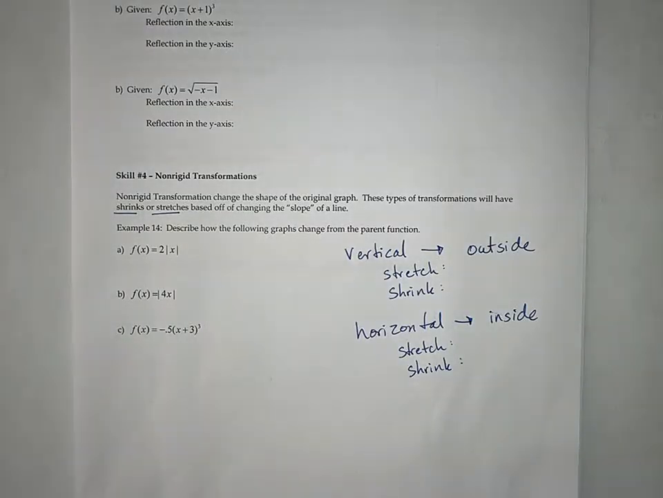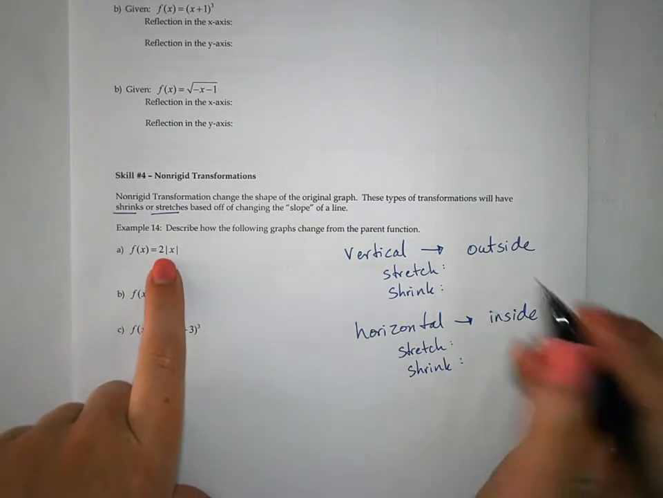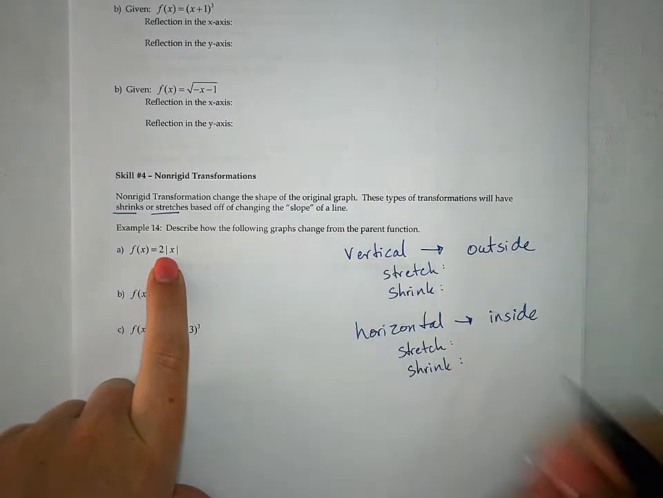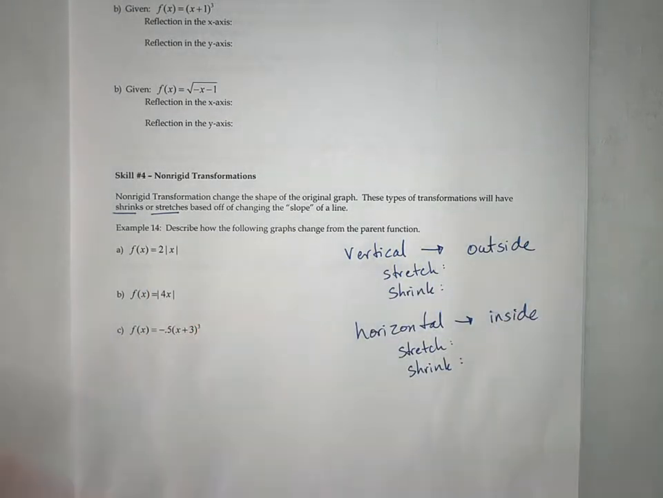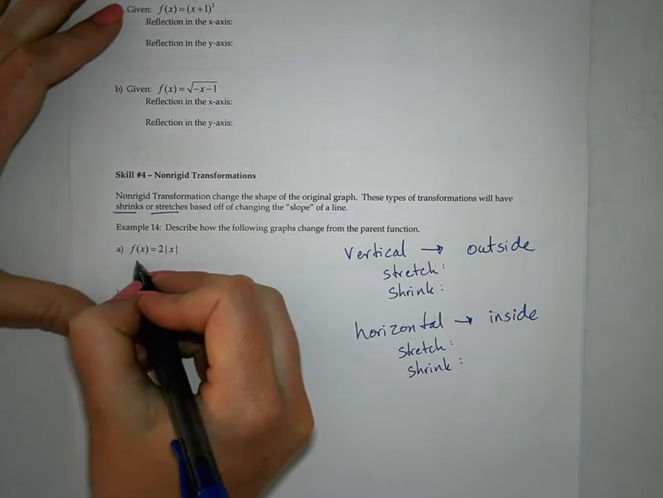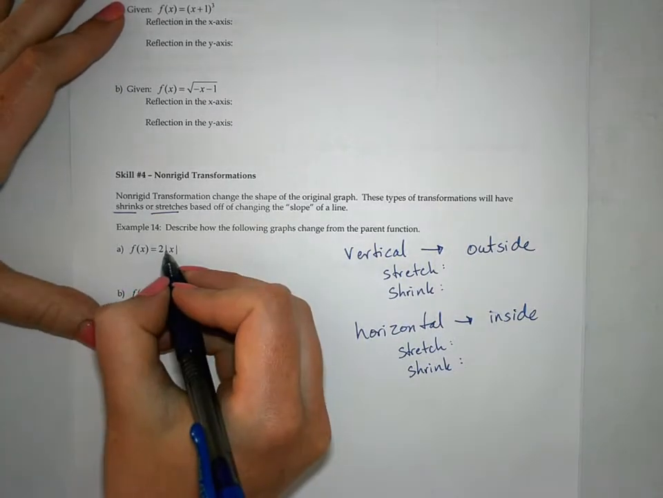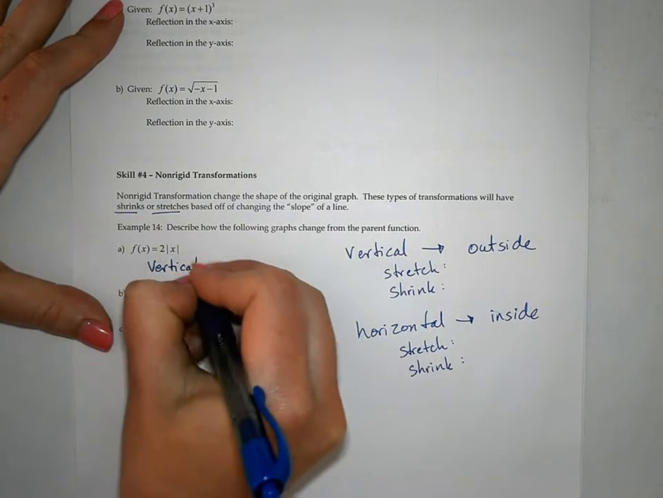Non-rigids, however, can change their shapes in that they can pull towards one way or another, or they can change their slope. Similar to what you saw before, if you see a coefficient or a number on the outside, that's going to be a vertical. If you see something on the inside of a function, that will be a horizontal, just the same way that you had up-downs were on the outside and left-rights were on the inside. So this one right here, f of x, 2 times the absolute value of x, that's going to be a vertical change of some sort.